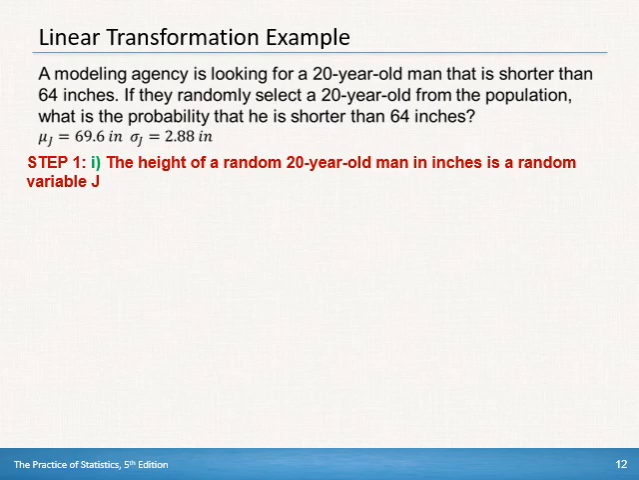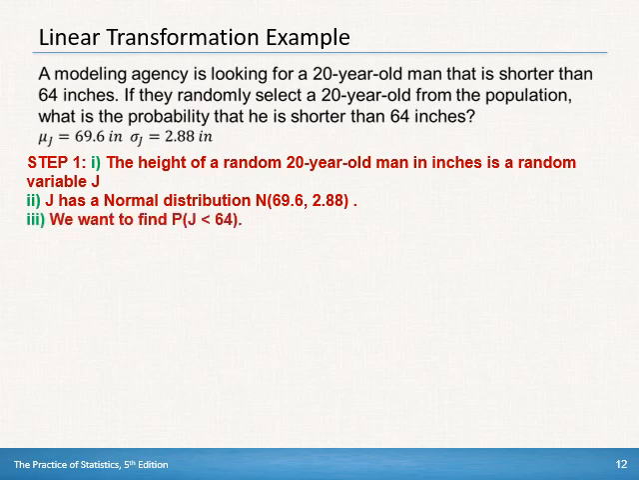All right, the second thing is we want to talk about what is the distribution of j. J, we know, has a normal distribution, and what is that normal distribution? So j has a normal distribution, and we define that normal distribution by the mean and by its standard deviation. All right, and then the third thing is, well, what is it that we want to find? So say the probability that we're looking for. All right, so we want to find the probability that j is less than 64 inches tall. Okay, so that's step one. Step one involves three things when we're dealing with probabilities.